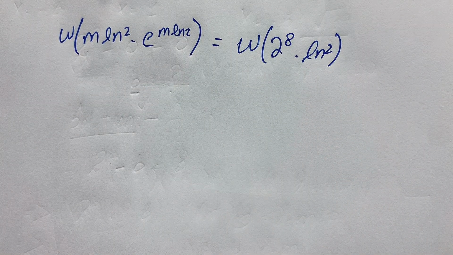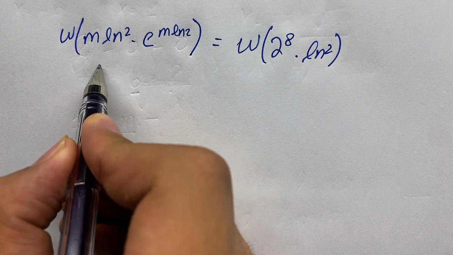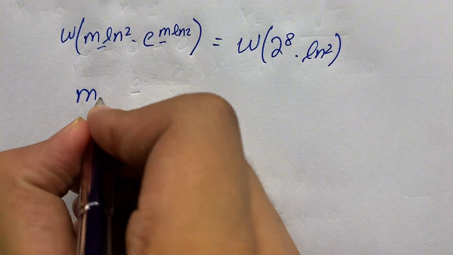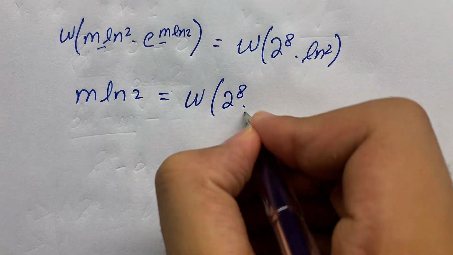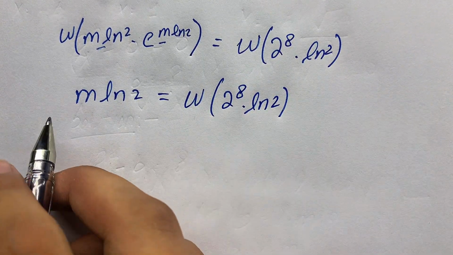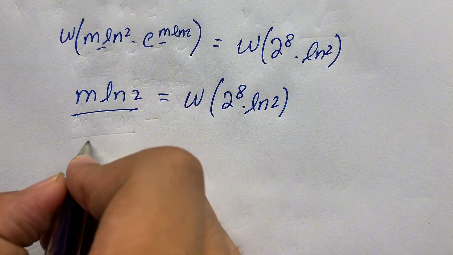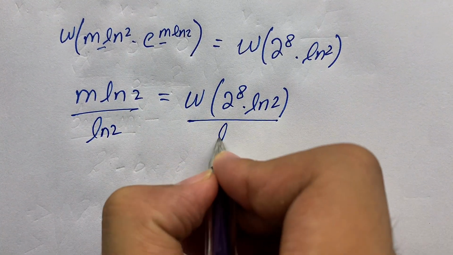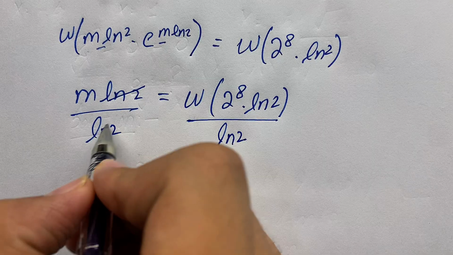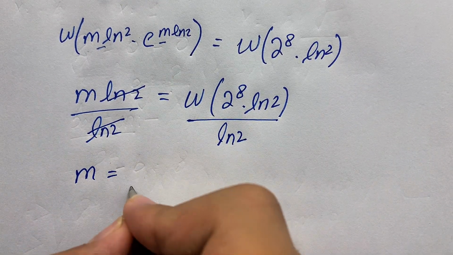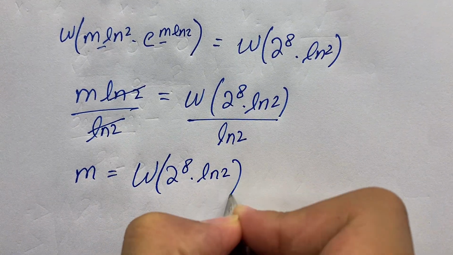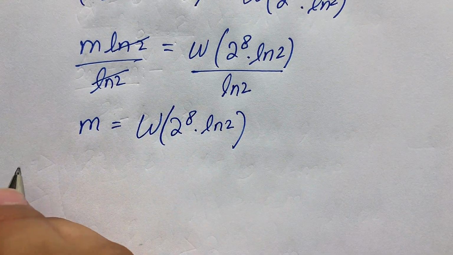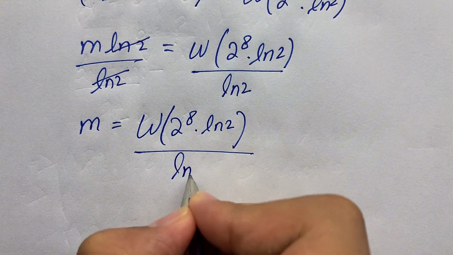Now we use this, and this will be m ln 2 is equal to W(2^8 ln 2). This divided by ln 2, this divided by ln 2. This cancels with this, and m remains equal to W(2^8 ln 2) divided by ln 2.